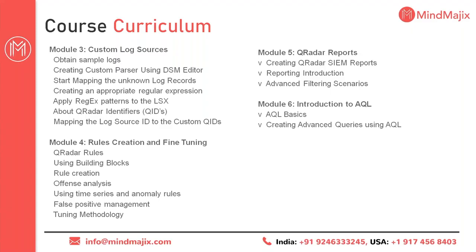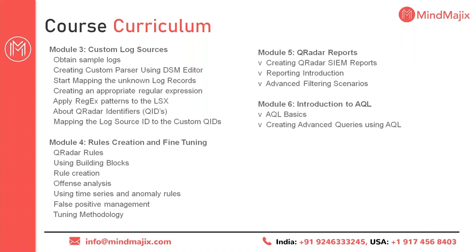So mapping the log source ID to the custom QIDs: you can create custom QIDs and map the log sources. We can arrange up to 999,900, nearly 1 million log sources with QRadar. So we can configure nearly 1 million log sources with our QRadar. Next is module number 4, rule creation and fine tuning. As we already discussed, we can create a rule.